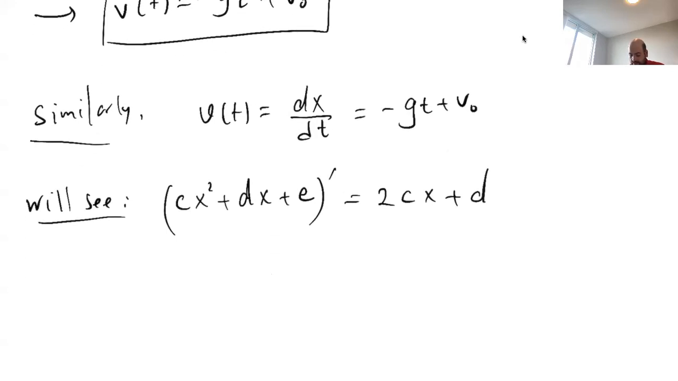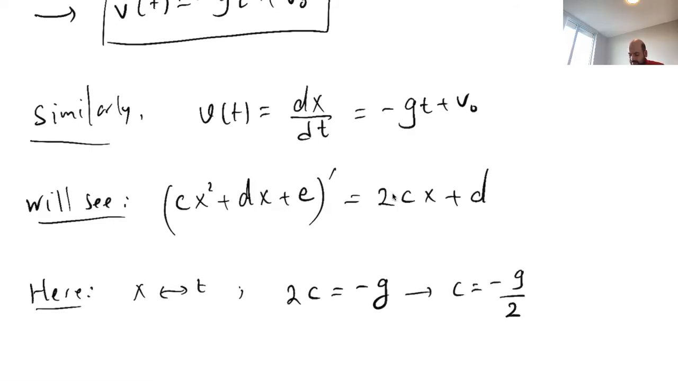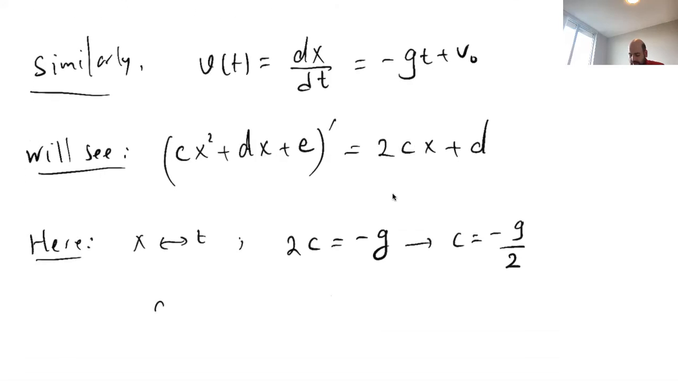So here, instead of x, we have t first of all. We explained about this. And my 2c will be minus g, right? Because x will be replaced by t. Now the coefficient of t is minus g. So 2c will be minus g, which means c is minus g over 2. And d is the constant v0.